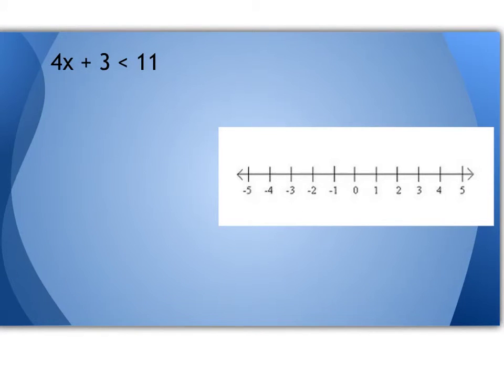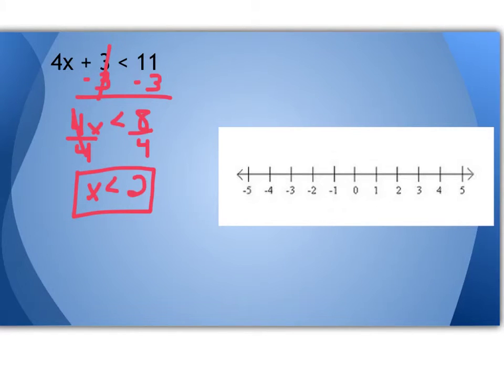Now let's try another one. This time, it's not just an easy one-step inequality. It's got 2 steps that we need to undo, just like we did with the equations. So, the first thing I would do is subtract 3. I'm left with 4x is less than 8. And then I divide by 4. X is less than 2.